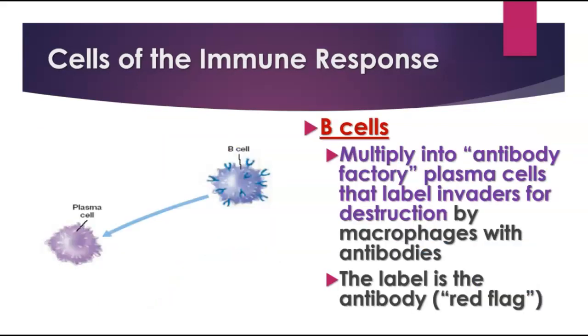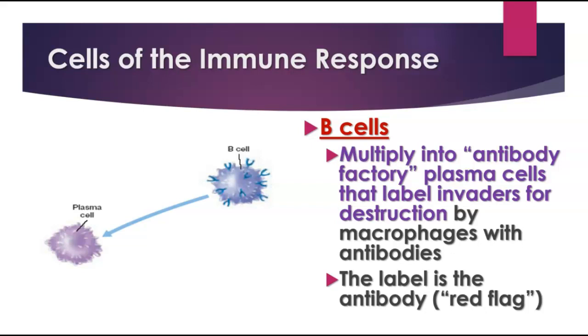B cells, which again, as a reminder, finish their maturation process within the bone marrow where they're formed. They multiply into these plasma cells that are basically antibody factories. They make lots and lots of antibodies. A lot of times in pictures, like in your textbook, they're shown with a lot of endoplasmic reticulum, which is understandable because they're making lots and lots of proteins.